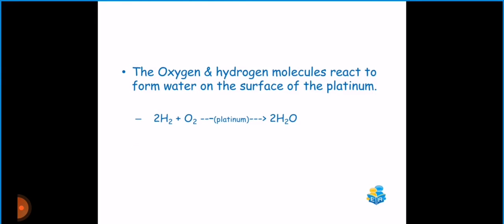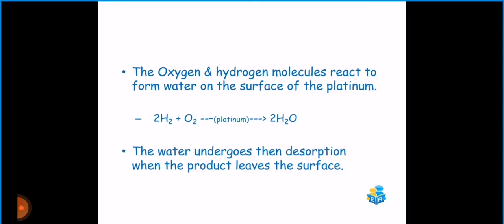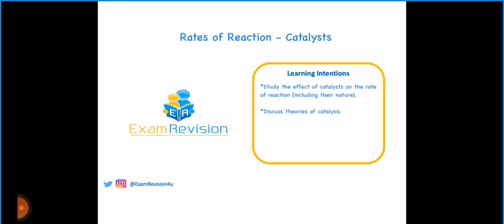Now, once the water is formed on the surface of our platinum catalyst, we can then say that the water undergoes desorption and the product leaves the surface of the catalyst and is collected. So here, our platinum catalyst is basically being used as a surface for our reactants to stick onto to react to form our product. That's it for this video.